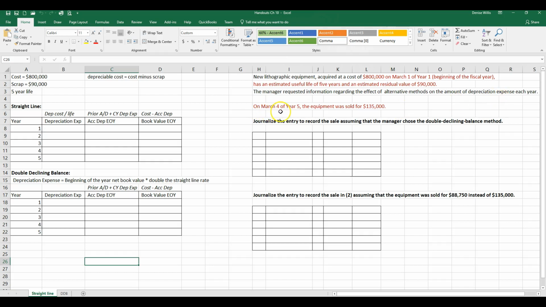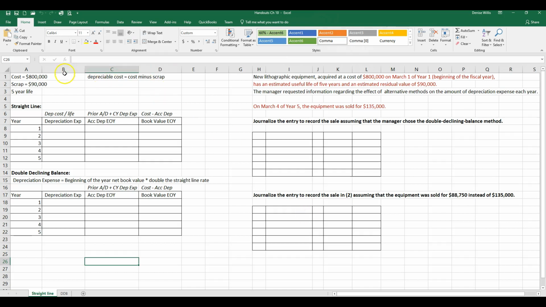And then we're told on March 4th of year 5 the equipment is sold for $135,000. We're supposed to do a few things. One, we're going to calculate the depreciation under the straight line method. We're going to calculate it under the double declining balance method. And then we're going to journalize the entry to record the sale, assuming we had chosen the double declining balance method. And then we're going to do the entry for the sale, assuming a different sales price.